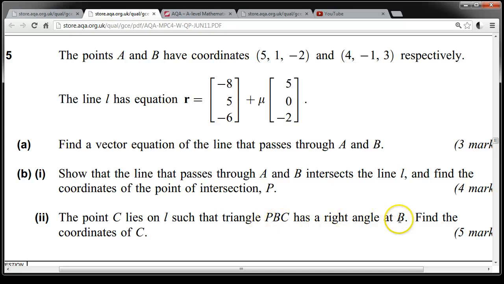When you see a triangle with a right angle, don't forget the dot product is probably what needs using here, because the dot product is for 90 degrees. So if you can find the directional vectors of the two lines that make the angle, you know their dot product is 0. And C lies on L, so this is the equation for L.